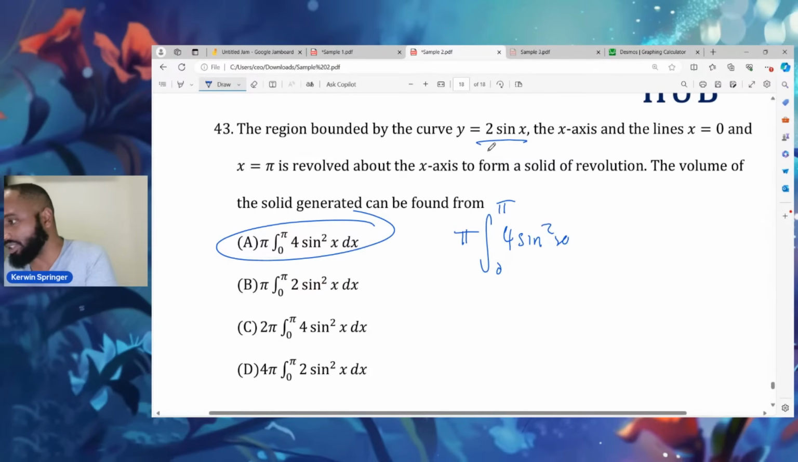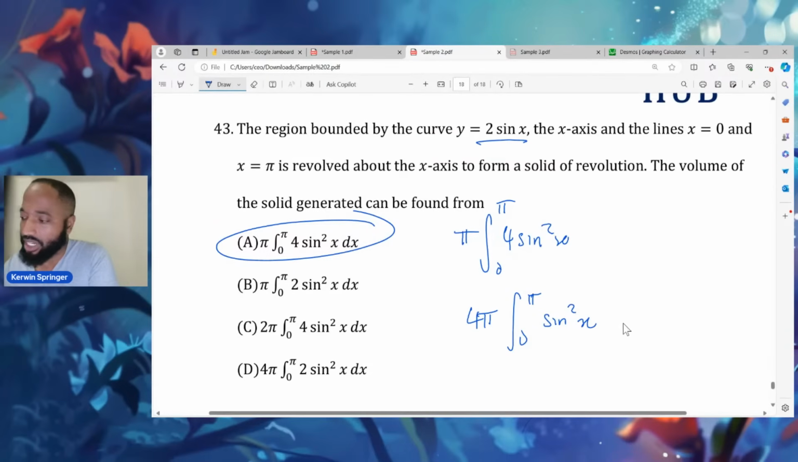You understand why I get this, right? I square this. So when I square this, this is 2 sine x by 2 sine x, which is 4 sine squared x. I need to integrate this between 0 and pi, and then I need to multiply by pi. So I could get 4 pi, integral from 0 to pi of sine squared x, but that's not here. So it's either this or this. So the answer is A.